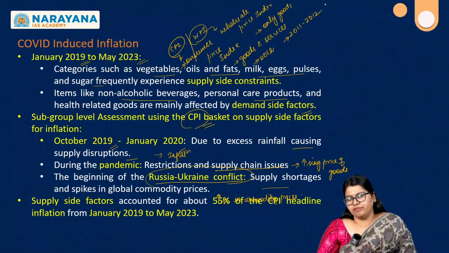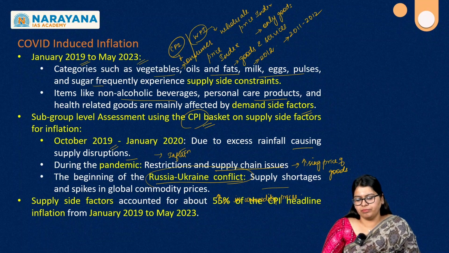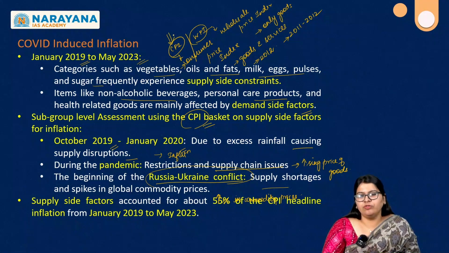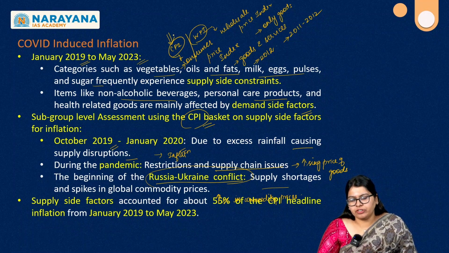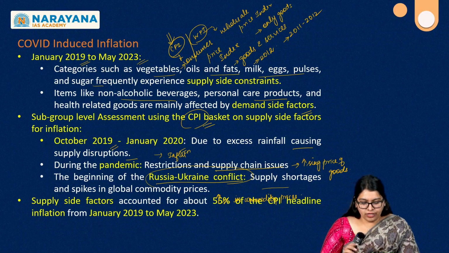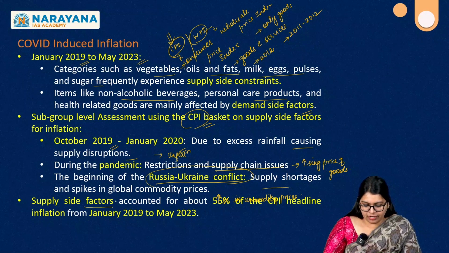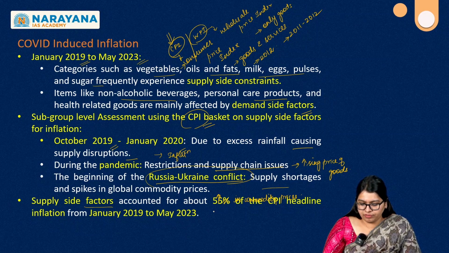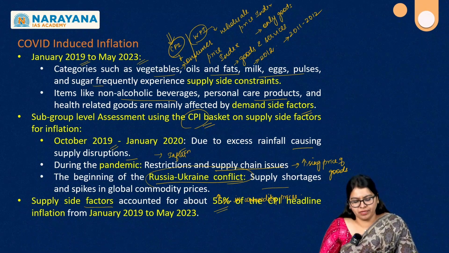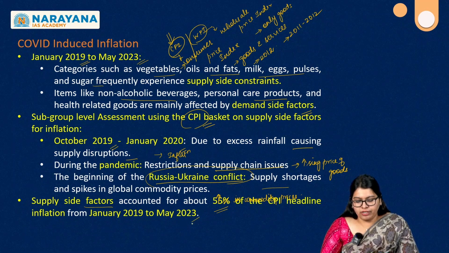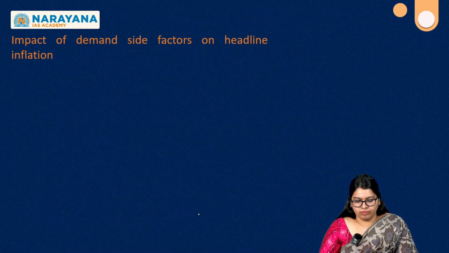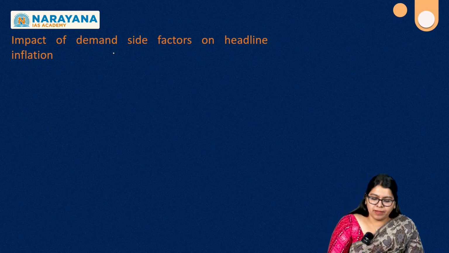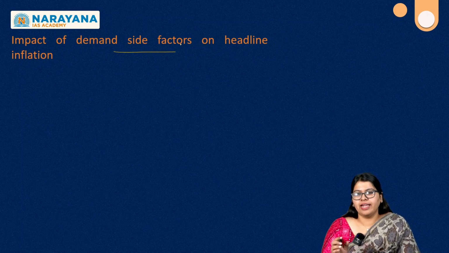So this is the basic difference between the CPI and the WPI, and in India we use CPI as an indicative measure in order to measure inflation. Moving ahead, we see that supply side factors accounted for almost 55% of the CPI headline inflation from January 2019 to May 2023. Now let us look into the impact of demand side factors on headline inflation.